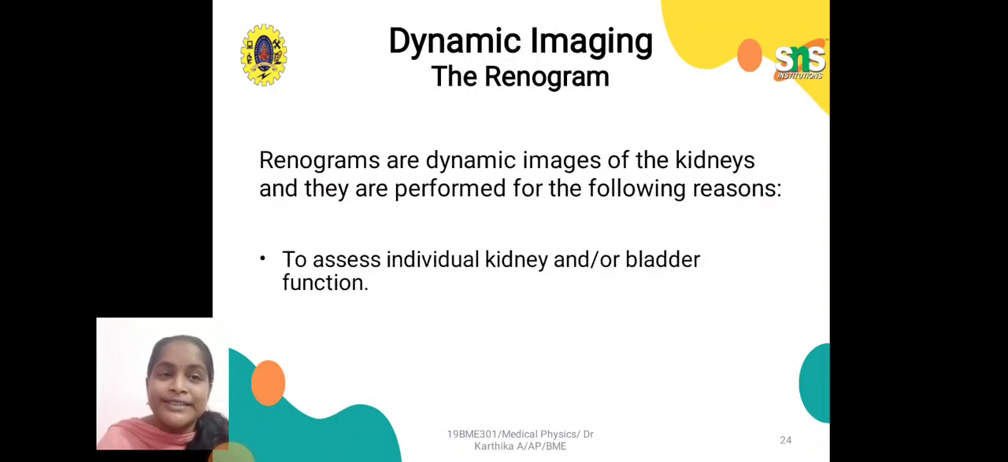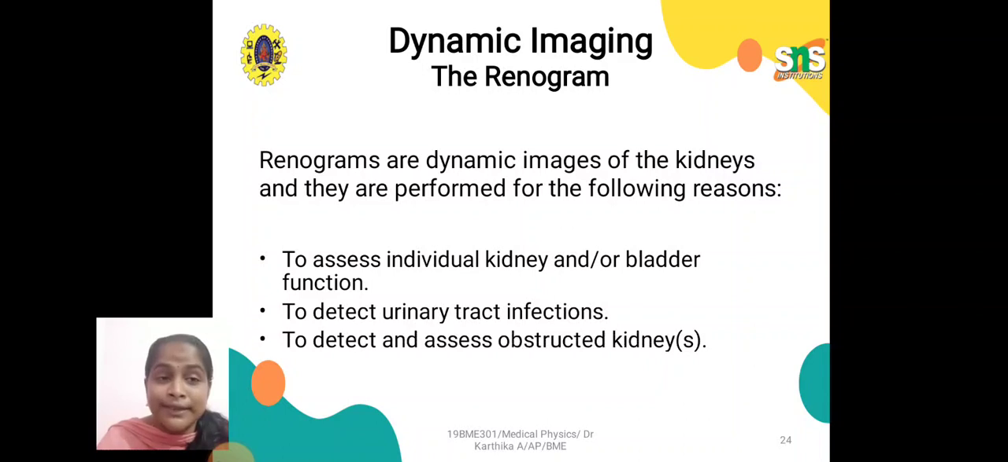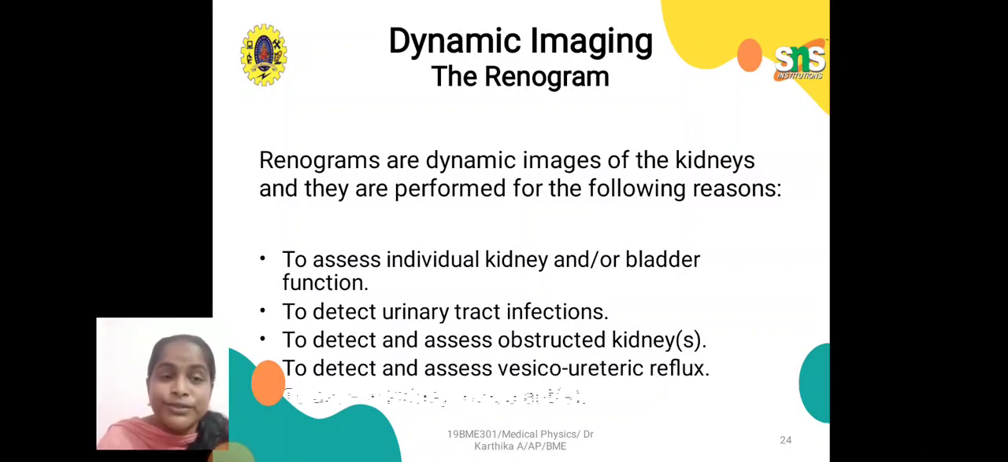Next one is the renogram. Renograms are dynamic images of the kidneys and they are performed for the following reasons: to assess individual kidney or bladder function, to detect urinary tract infections, to detect and assess obstructed kidneys, to detect and assess vesicoureteric reflux, and also to assess kidney transplants.